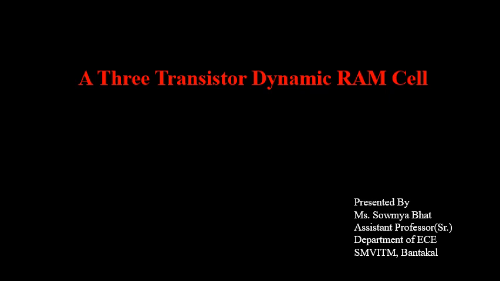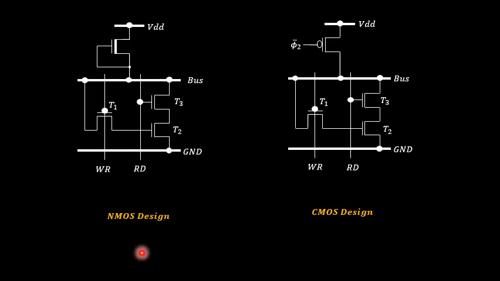In this presentation, we will see how a 3-transistor dynamic memory cell works. So this is the circuit diagram for a 3-transistor DRAM cell in case of both NMOS as well as CMOS design. As we already know, in NMOS design, if I want to draw a certain circuit in VLSI, the pull-up as well as the pull-down part of the circuit will comprise only NMOS transistors.